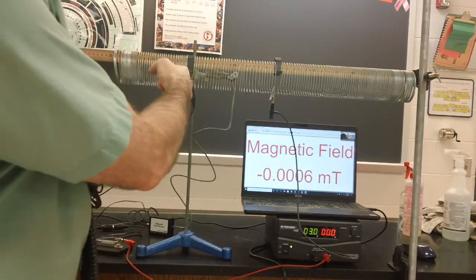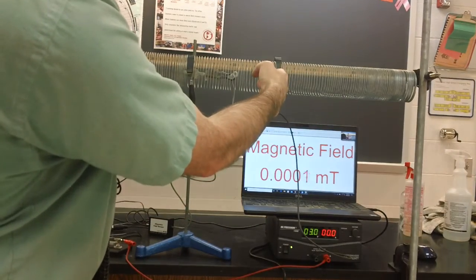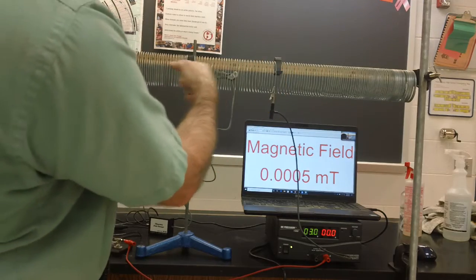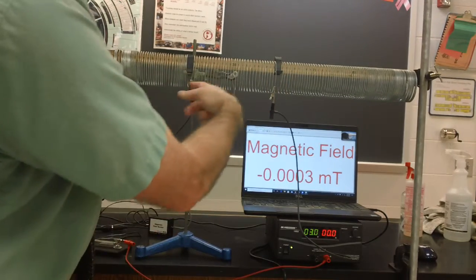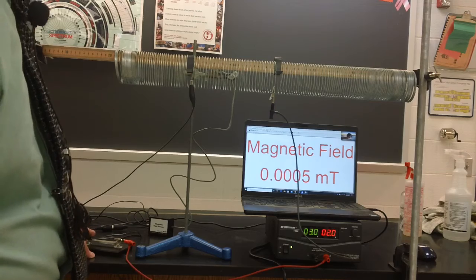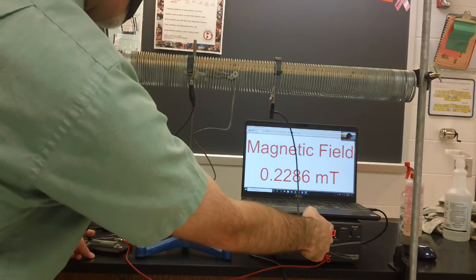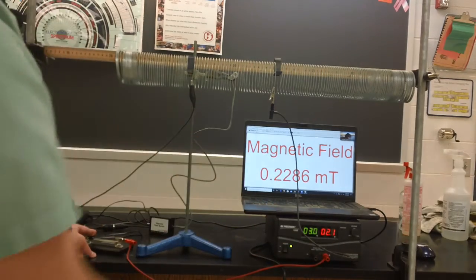This is at 40. This is at 65. Or excuse me, is that 60? So 40. This is 60. Number of loops is the same as before. There's the current. There's the magnetic field.